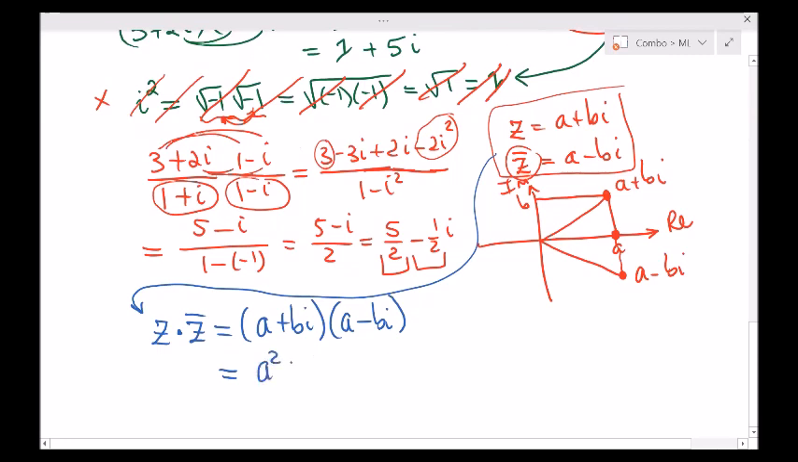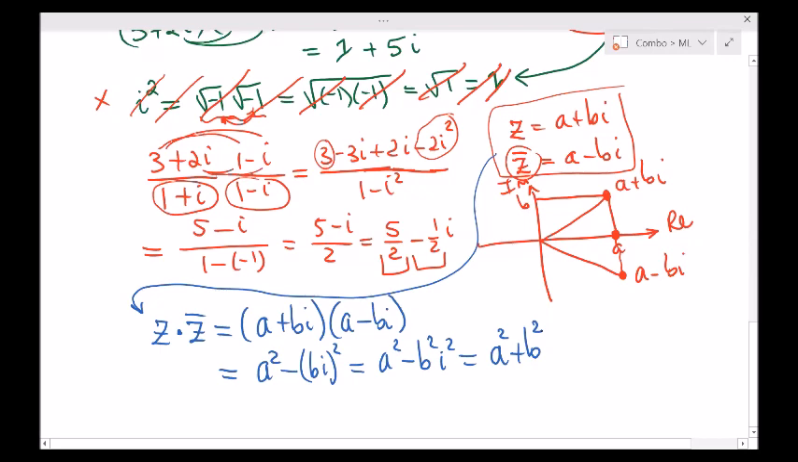a squared minus bi squared, right? So something like that. Which is a squared minus b squared i squared. But earlier we established i squared was just minus 1. So that's just a squared plus b squared.